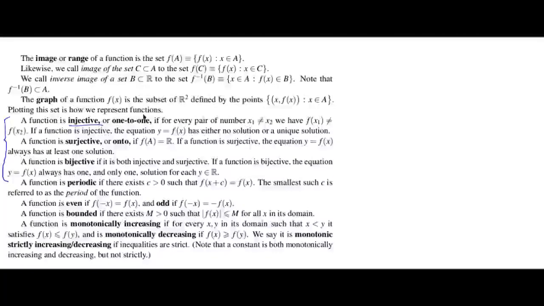So a function is injective or one-to-one, these two terms are synonymous. A function is injective if for every pair of numbers x1 different than x2, we have f of x1 is different than f of x2. So if a function is injective, then the equation y equals f of x has either no solution or a unique solution.